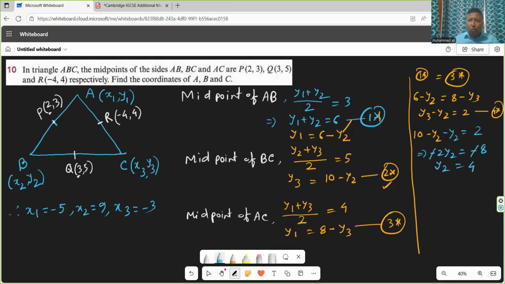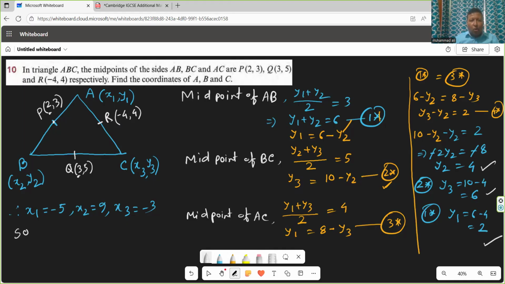So y2 equals 4, we can put in 2 star. So from 2 star, we'll get y3 equals 10 minus 4. So it will be 6. And if we put y2 equals 4 in 1 star, we'll get y1 equals 6 minus 4, that means 2. So finally, we get y1 is 2, y2 equals 4, and y3 is 6.